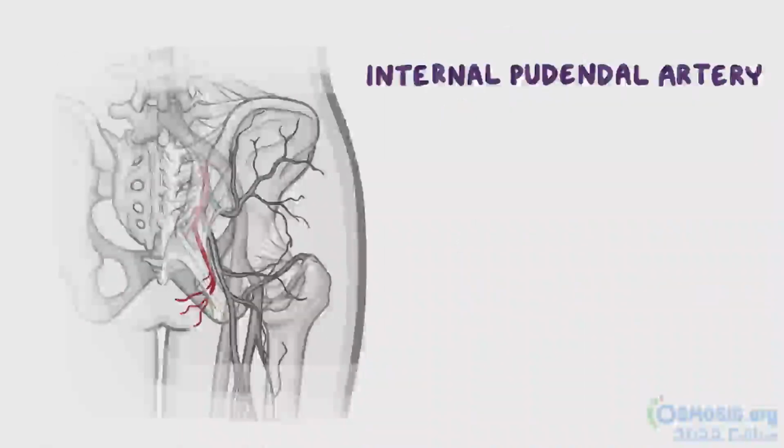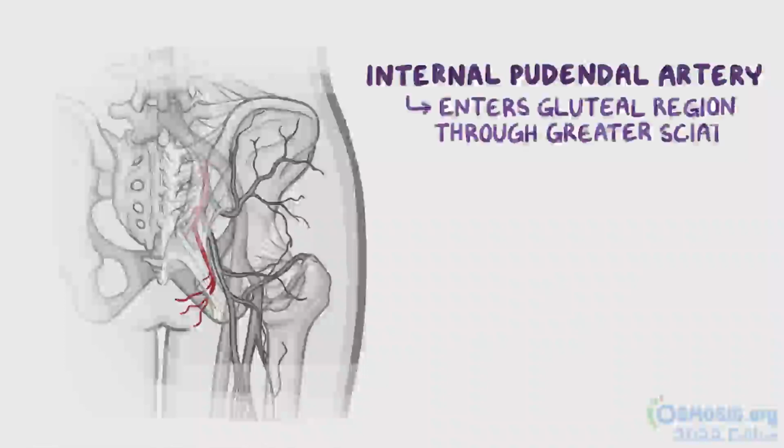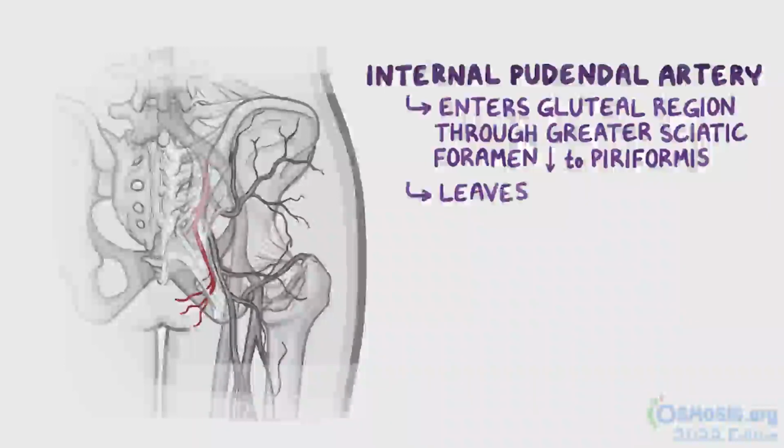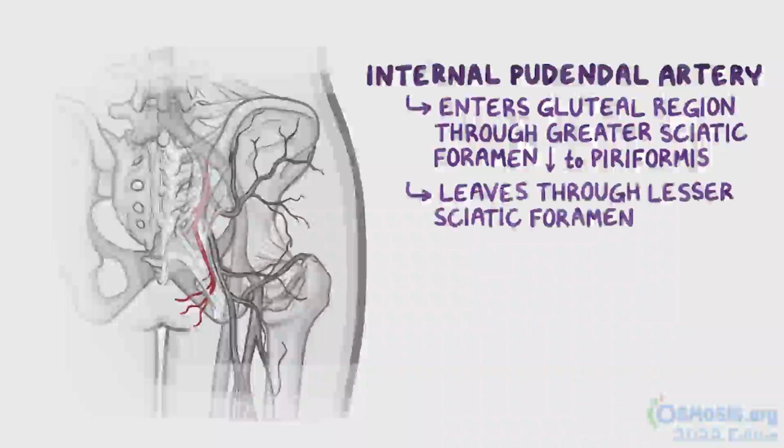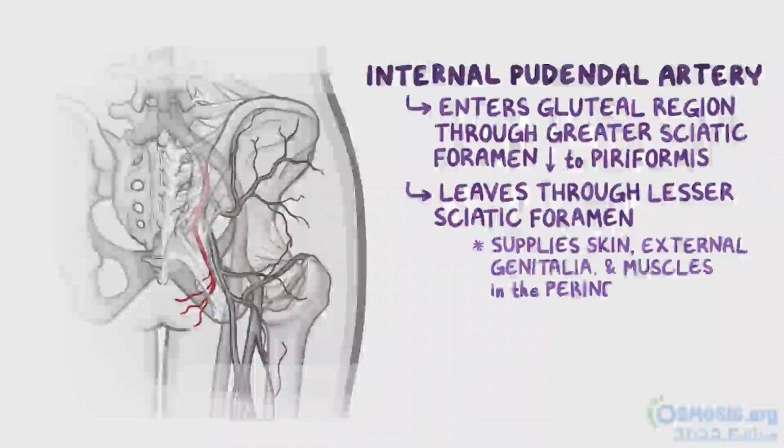Its course parallels that of the pudendal nerve, entering the gluteal region through the greater sciatic foramen inferior to the piriformis, which it leaves immediately by crossing the ischial spine only to reach the perineum through the lesser sciatic foramen. Like the pudendal nerve, it supplies the skin, external genitalia, and muscles in the perineal region. It does not supply any structures in the gluteal region or posterior thigh.